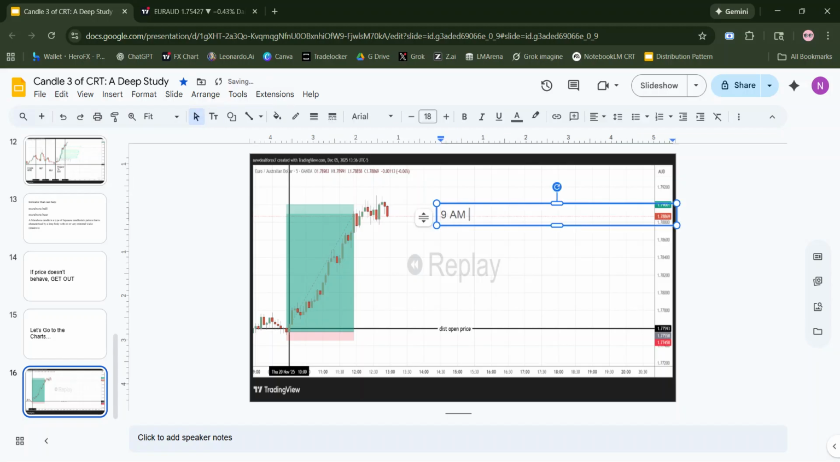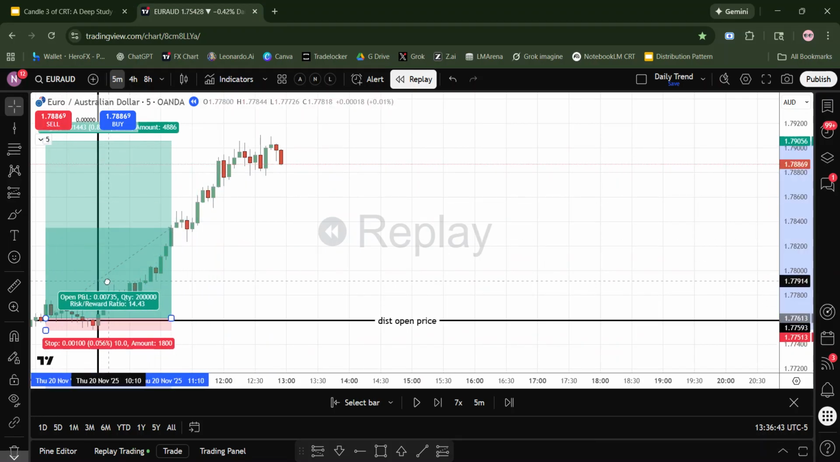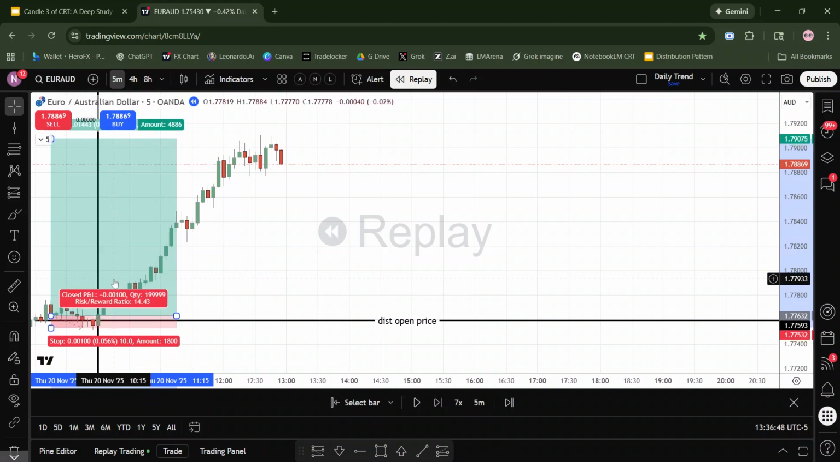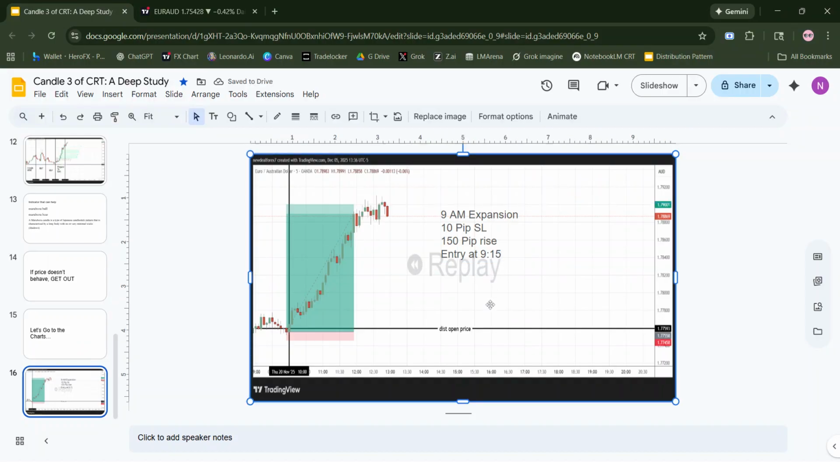9 a.m. expansion candle, 10 pip stop loss, 150 pip rise, entry at, the entry, you could have entered really anywhere, but your best entry could have even been at, let's say about 9:15. Right? Okay, something like that.